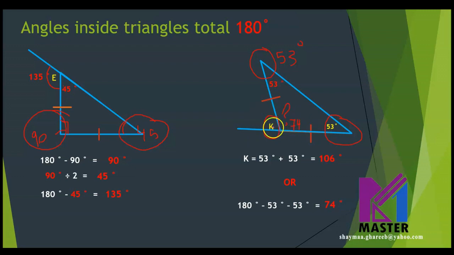Then you find the angle K, which is angles on a straight line. These two together must be 180 degrees. So 180 minus the 74. So you can get it using angles on a straight line in 2 steps, or you can get it using the rule of the exterior angle by adding the two opposite interior angles. Is this clear? So the angle K equals 106 degrees.